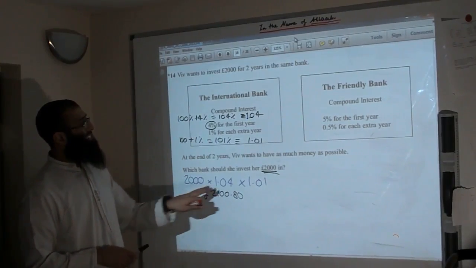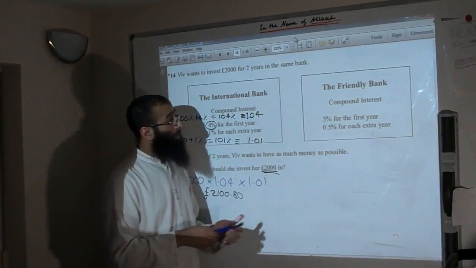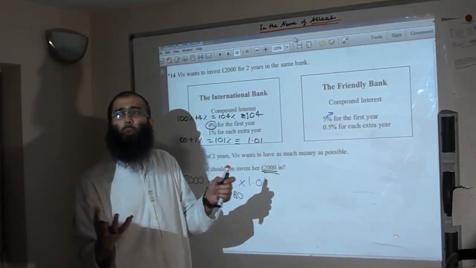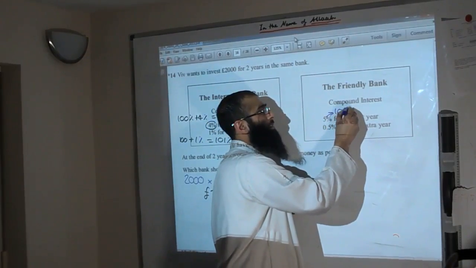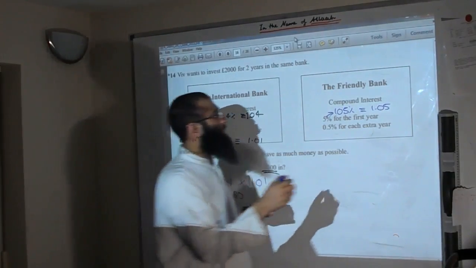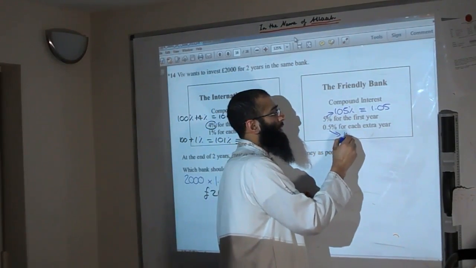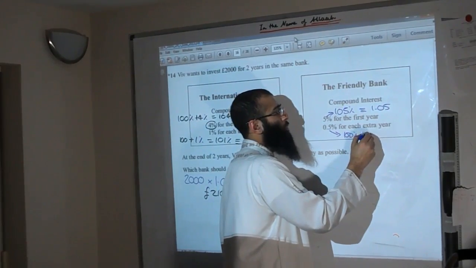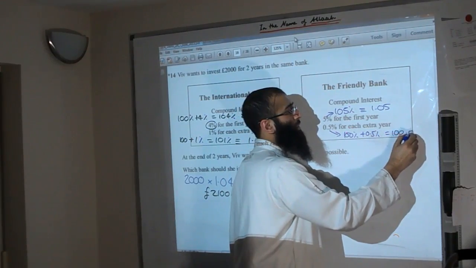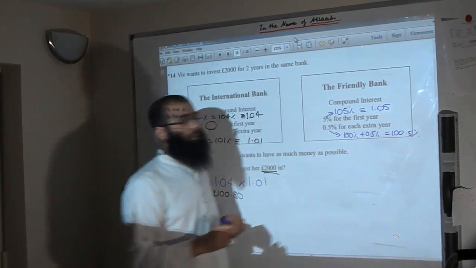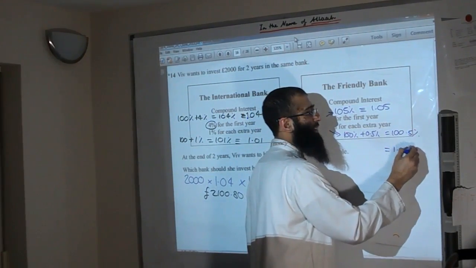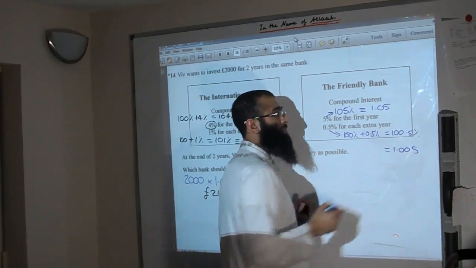Okay. Now we're going to use the same technique for the next bank. Now 5% extra for the first year. So 5% extra for the first, now we should be able to do quite quickly. 5% means the multiplier is 1.05. And 0.5% is going to be, again, 100% add 0.5%. What's 100 add 0.5? 100.5%. Okay, what's that as a decimal multiplier? 1.005. Lovely. Thank you. That's your multiplier.